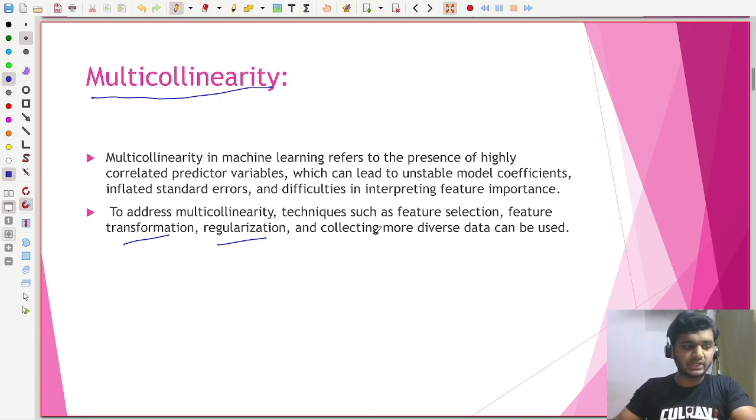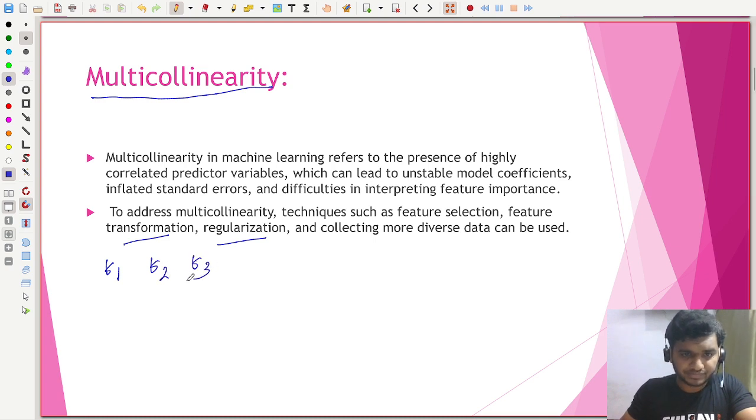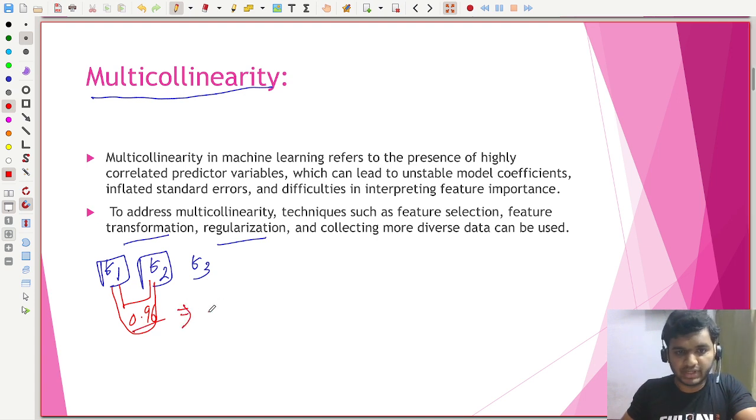So here in multicollinearity, suppose you have three features, that is F1, F2 and F3. In these three features, suppose F1 and F2 are related to 96%, that is 0.96. So these two features are related to 96%, so one of them is a duplicate feature. So we reduce the duplicate feature in the data set.